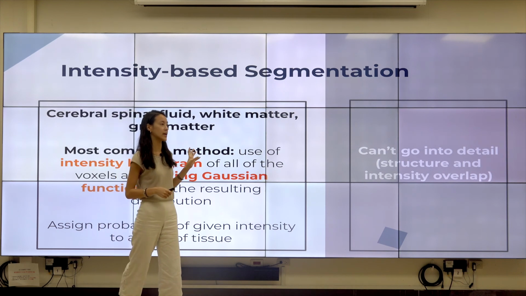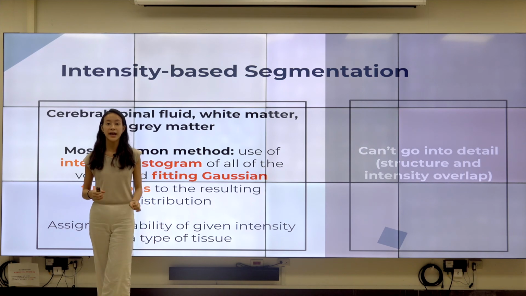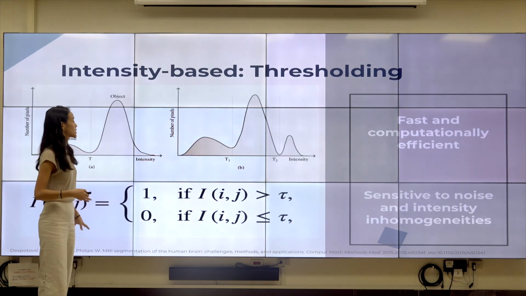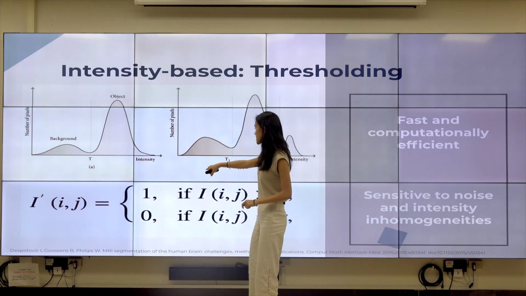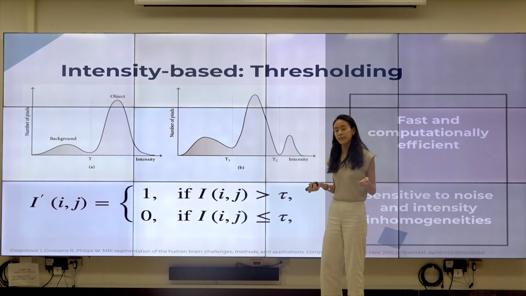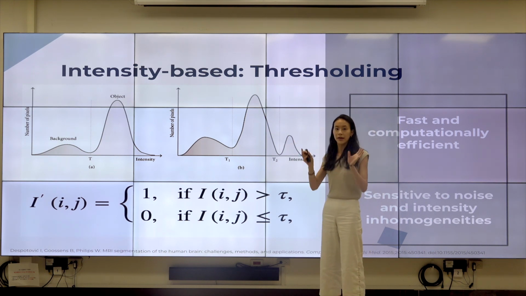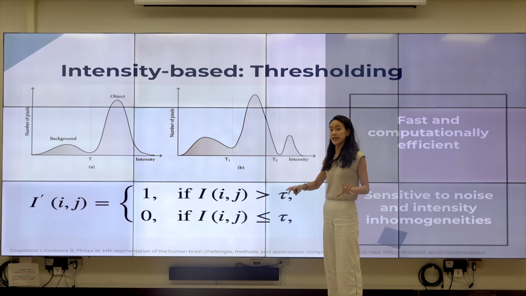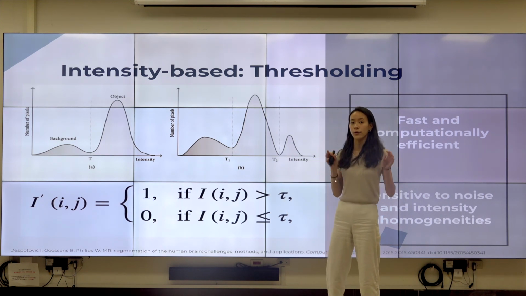But the one problem with this is that it can't go into detail. So with any structure and intensity overlap that we may see, that's when the segmentation may not be as accurate as we would wish. Talking a bit deeper about the mathematical concept of intensity-based segmentation, as we can see here, you would split it up, you can think of it as a binary method, where for anything above a certain threshold, you would consider this area as white matter, for example. And anything else would be considered as something else that you don't want to look for. And this is only in the case where we're only trying to segment white matter.